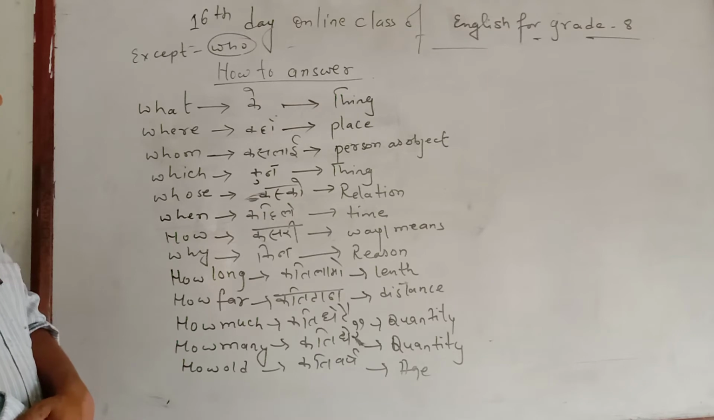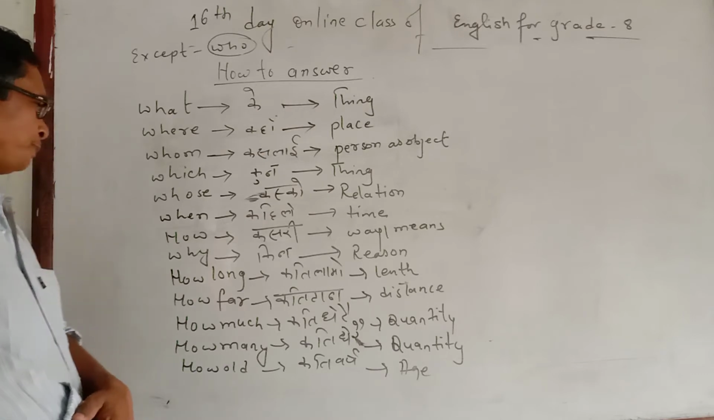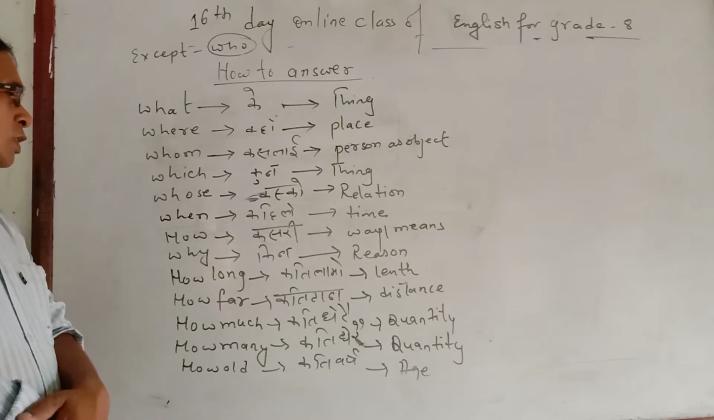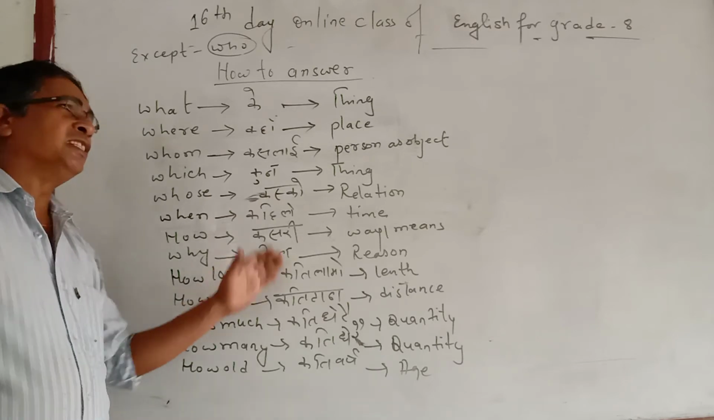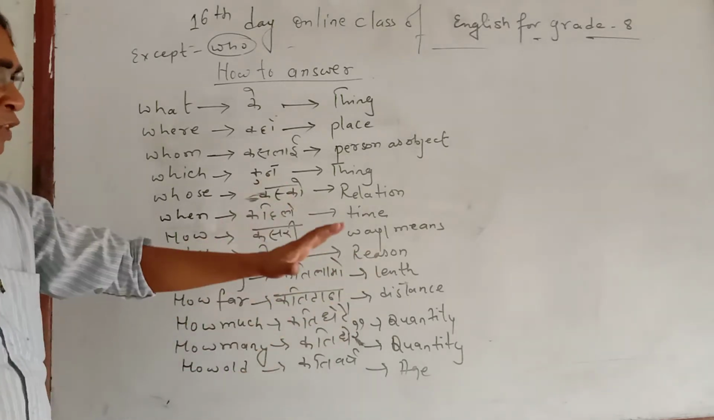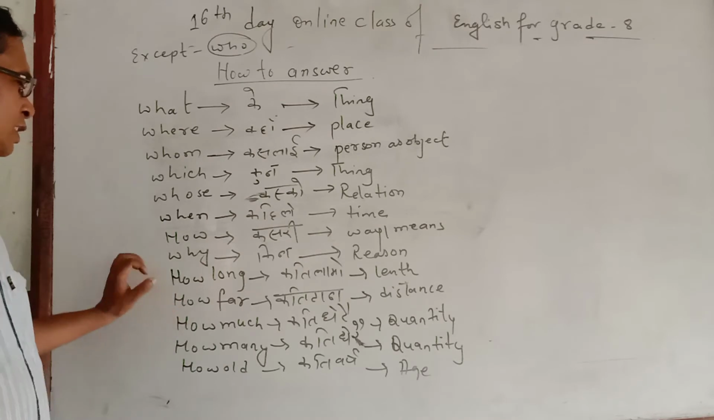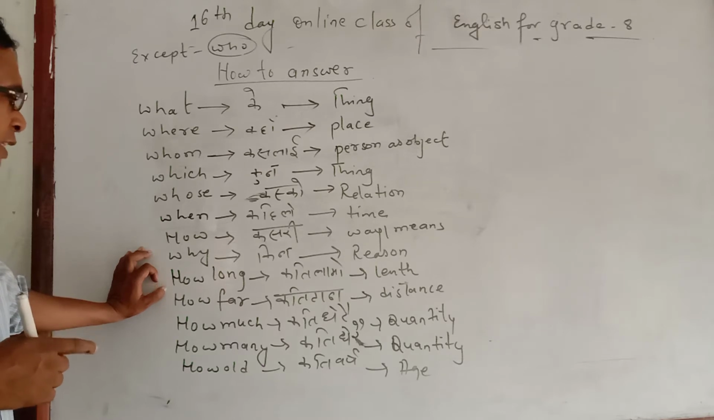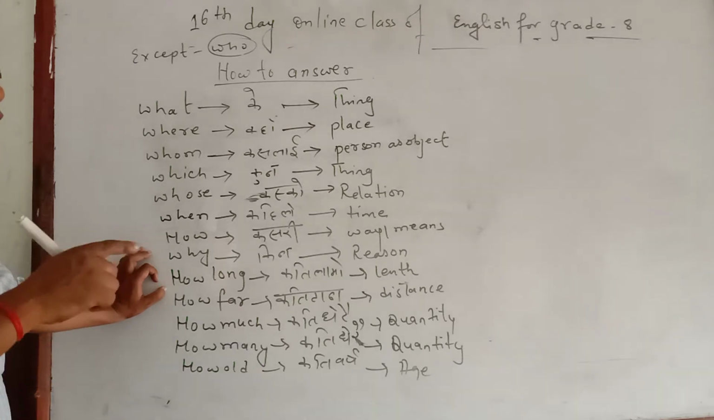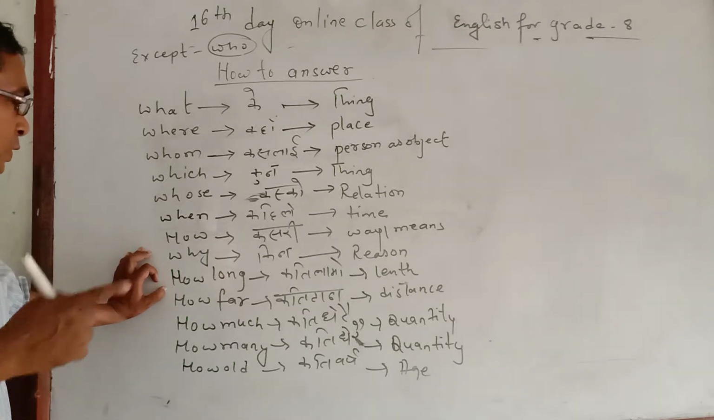Likewise, if the question is asked with how, that means it needs the way or means, tarika or sadhan. Similarly, if the question is asked with why, then why means kina, it means it needs a reason. So in the answer, you need to write the reason. Similarly, if the question is asked with how long, that means it needs the length. Likewise, if how far, the distance, the distance between one place to another.